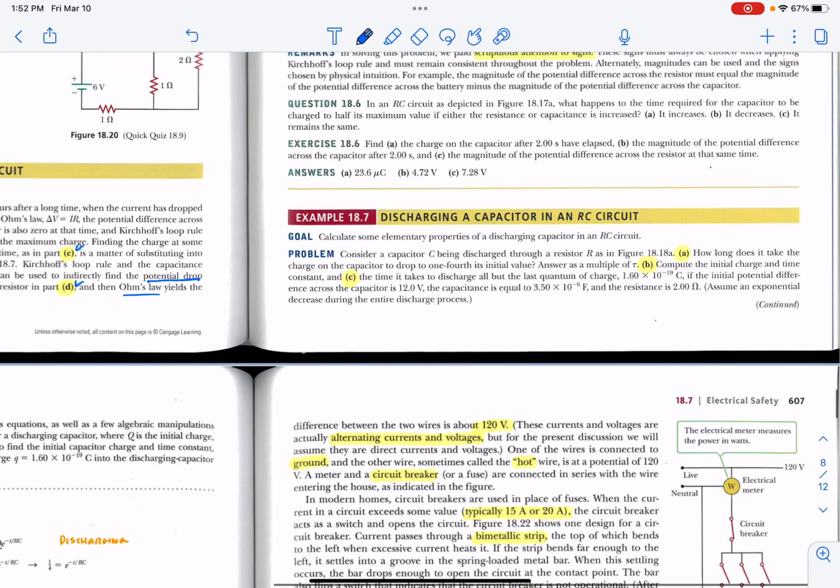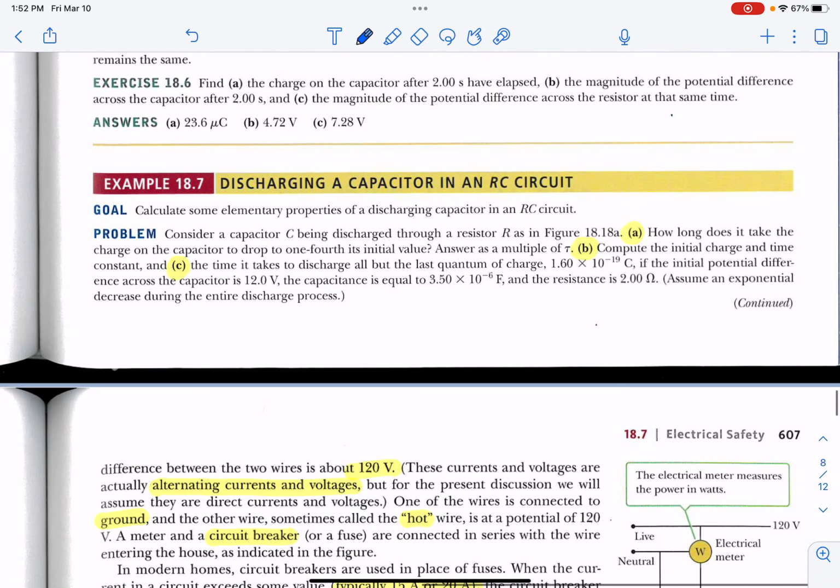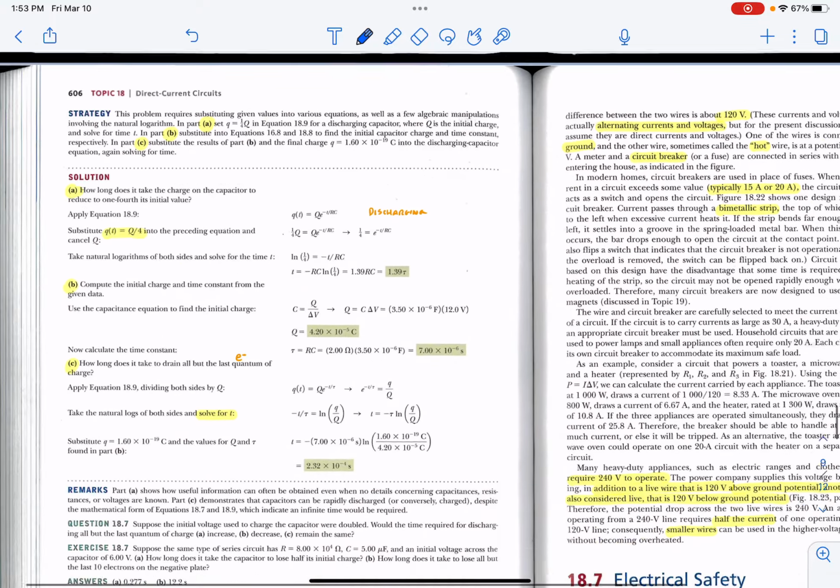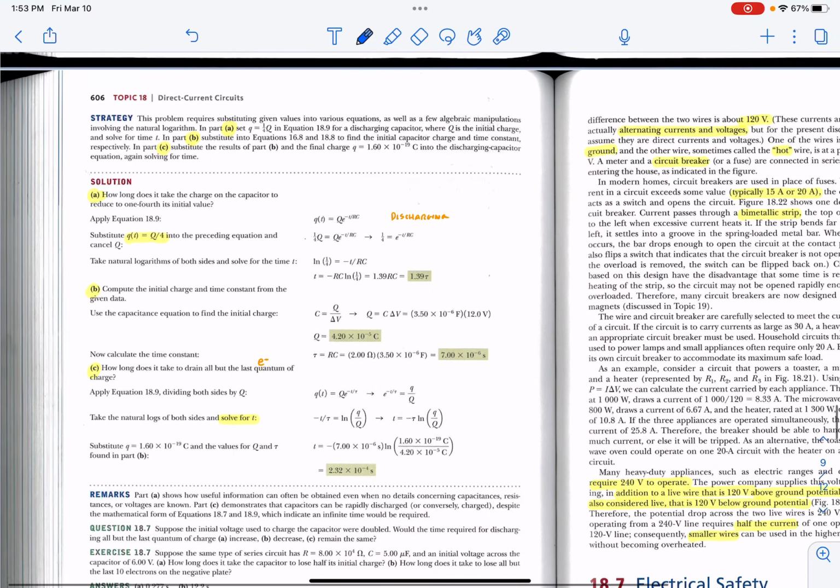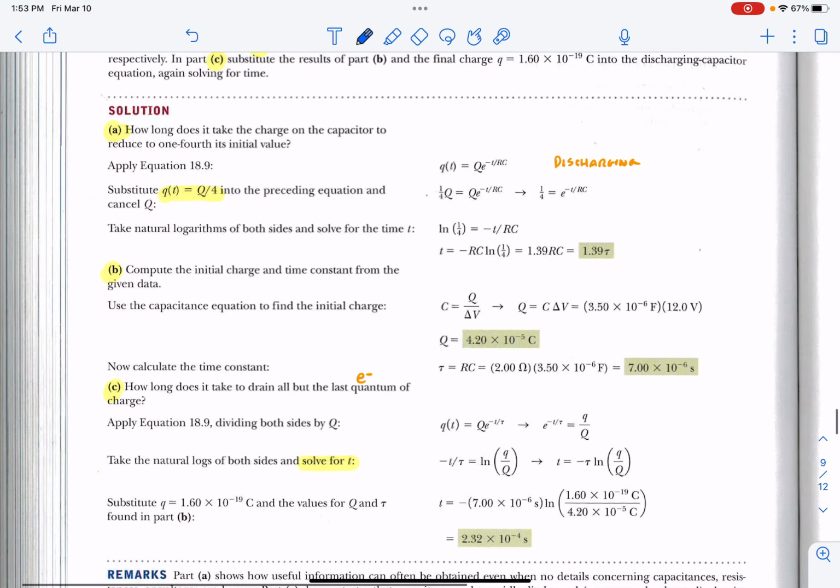Here's another problem. This time we are going to discharge a capacitor. How long does it take to discharge the capacitor? What's the initial charge and time constant? Some of the things that we want to learn. And so one thing you need to remember is you need to use a different equation for discharge, not the equation for charging. Make sure you know which is which.